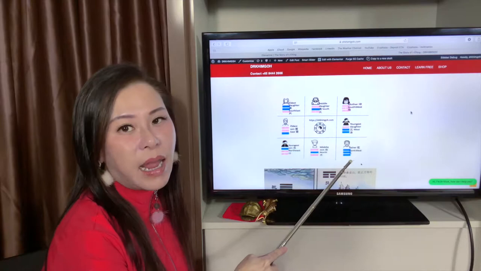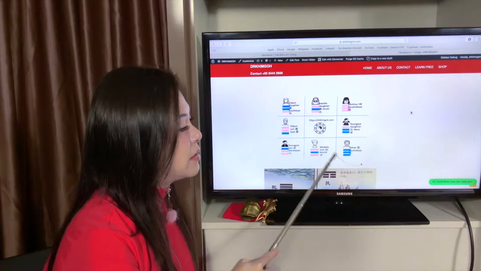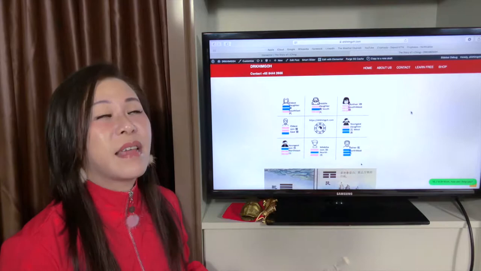Okay, three yang lines. This is Qian, and not Gan. Qian, okay? This Qian in BaGua represents the father. In fact, it represents the heaven.